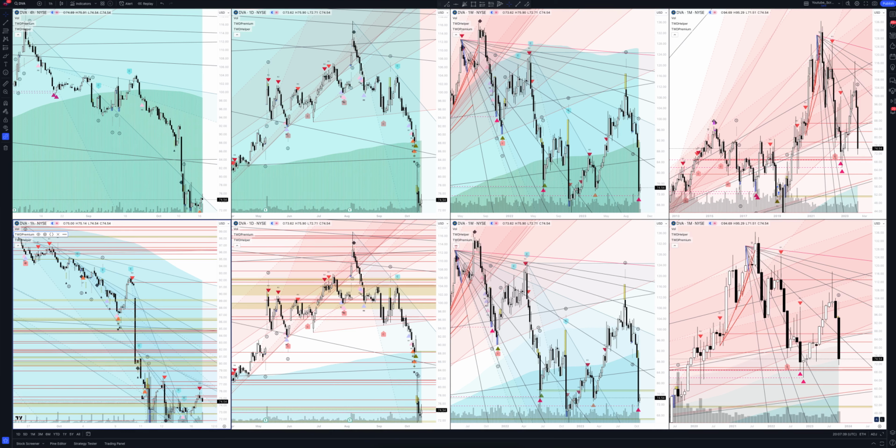Today we will take a look at DaVita HealthCare Partners stock. Let's analyze the market situation and find out how you can make money on it. Let's start.